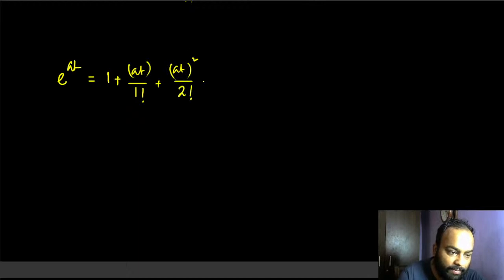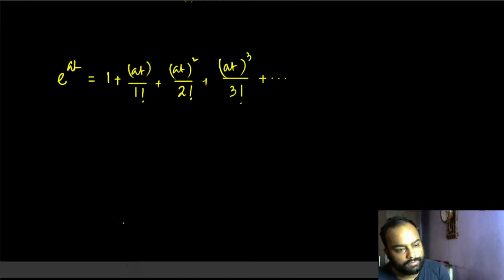So what is e to the power at? We know it is a very simple thing, an exponential. But how do you even calculate that? You calculate it using a very simple expression: e to the power at equals 1 plus at by 1 factorial plus at whole square by 2 factorial plus at whole cube by 3 factorial and so on. Any confusion there? That's the Taylor series for this exponential.